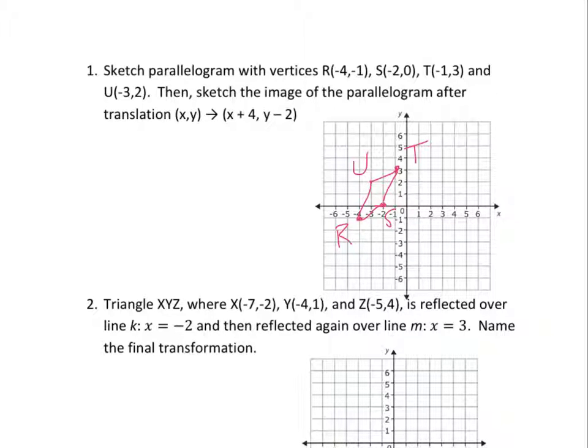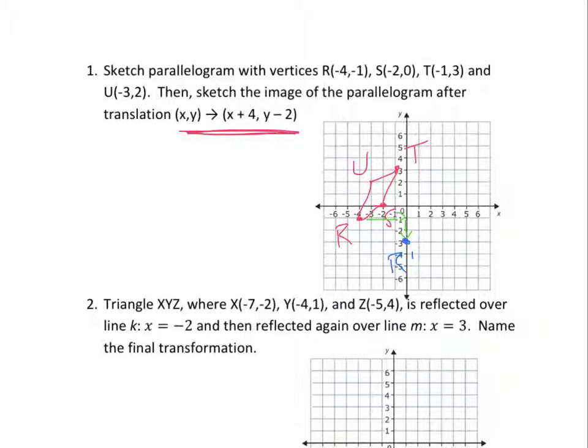Now to draw the image of this, it's just going to slide. We're going to use this translation: add 4 to all the x's, subtract 2 from all the y's. So to move R, we have to move to the right 4: 1, 2, 3, 4, and down 2: 1, 2. So we're going to end up right here. That will be R prime.